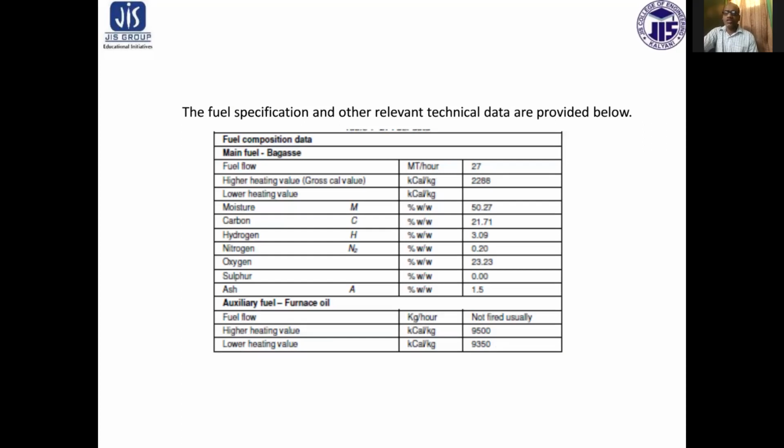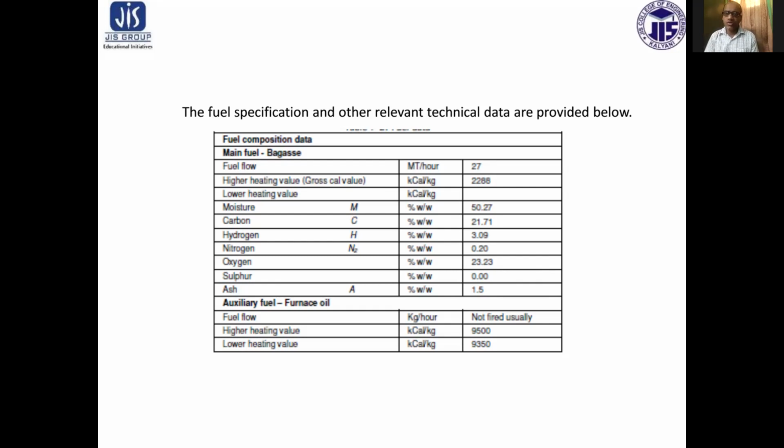Fuel specification and other relevant technical data are provided below. The main fuel here is bagasse, which is a byproduct of sugarcane. Fuel flow is 27 metric tons per hour. The higher heating value of this bagasse is 2288 kilocalorie per kg. The moisture content, carbon, hydrogen, nitrogen, oxygen, and sulfur contents are given.